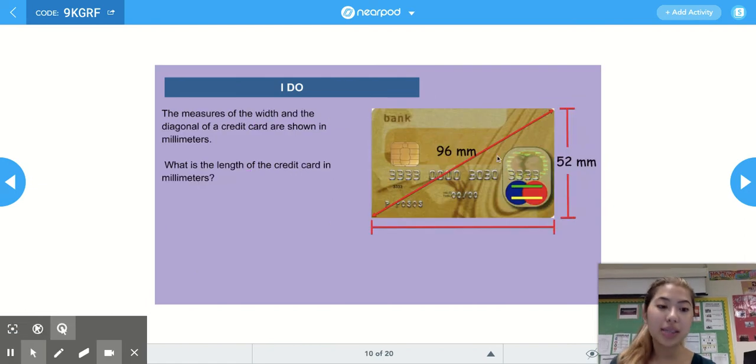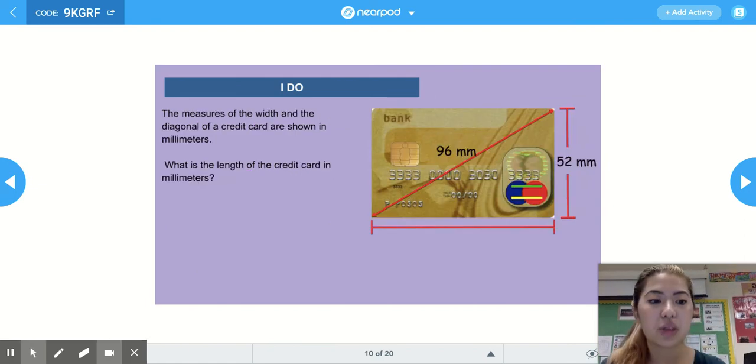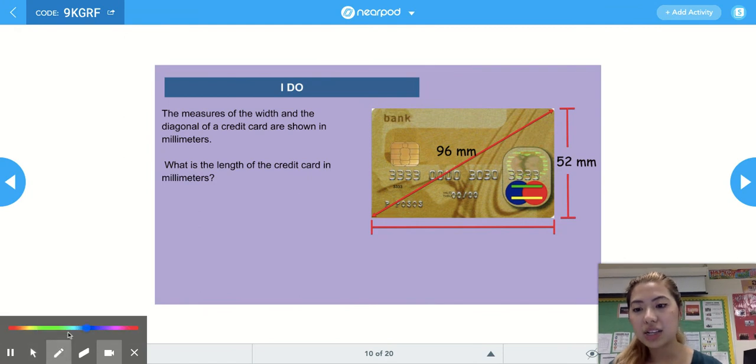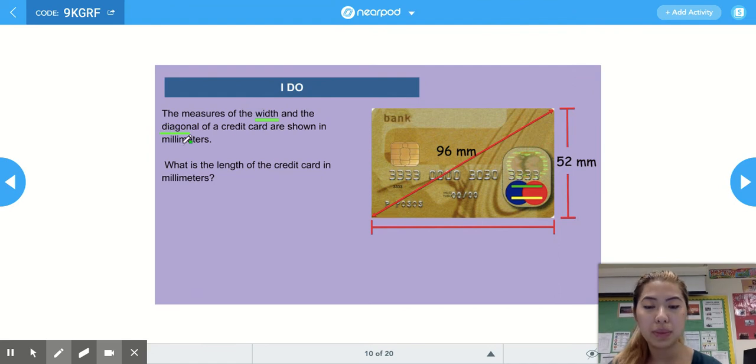For this next one, we're going to have to use the converse of the Pythagorean theorem because, as you can see, we're given a leg, side length, and then the hypotenuse, and we're trying to find the other leg. So this reads, the measures of the width and the diagonal of a credit card are shown in millimeters. What is the length of the credit card in millimeters?